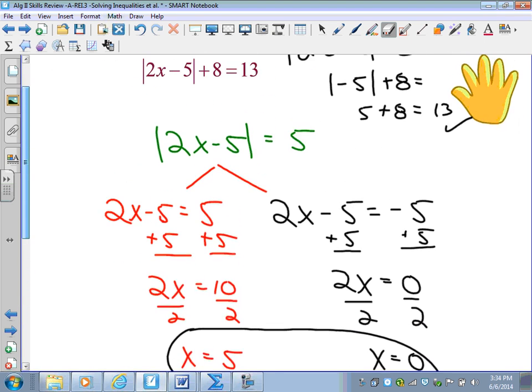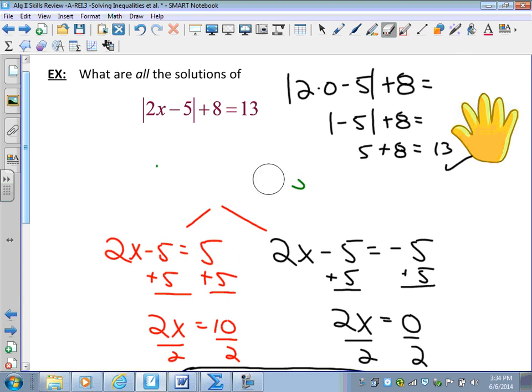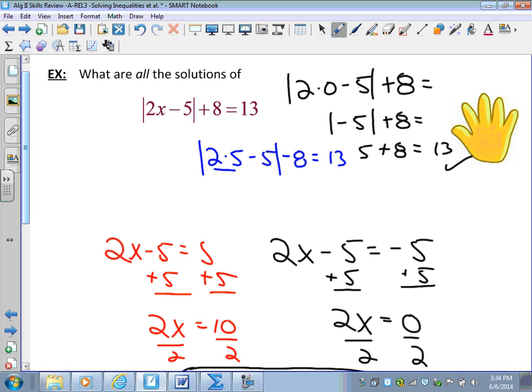Okay, so I'm going to get this stuff out of the way, get myself a little room. And I'm going to have absolute value of 2 times 5 minus 5. Then I'm going to subtract 8, and hopefully we end up with 13. So here I get 10 minus 5 is 5.